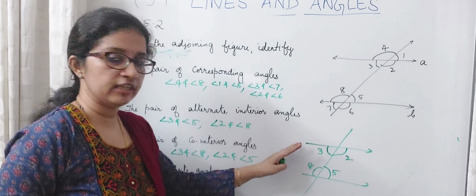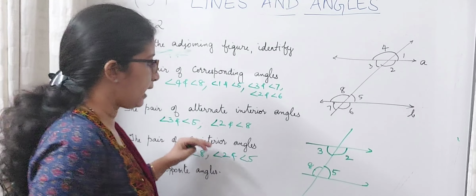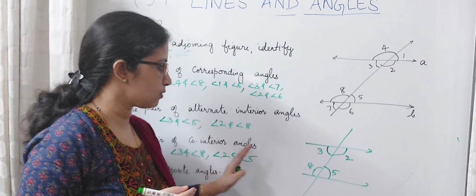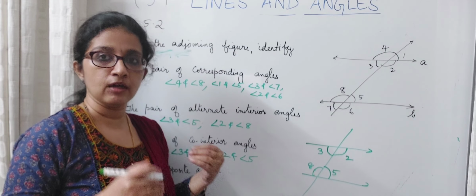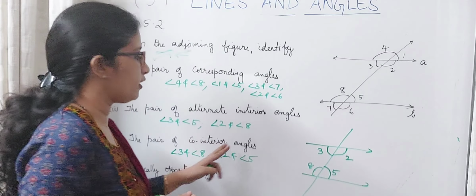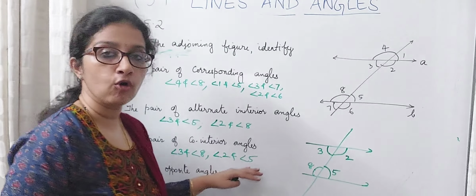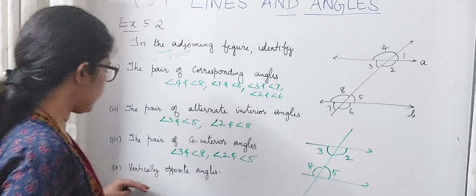Now in the textbook what they have asked is the pair of angles towards the same side of the transversal. Okay, so that is the same as co-interior angles. Okay. So these are the two pairs of co-interior angles. Now what is the next question?